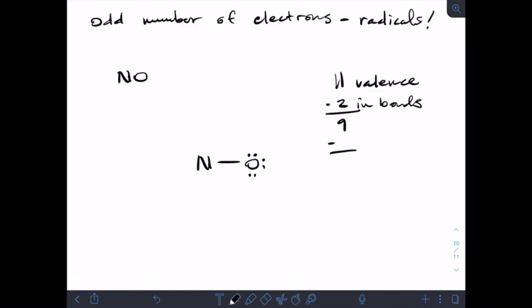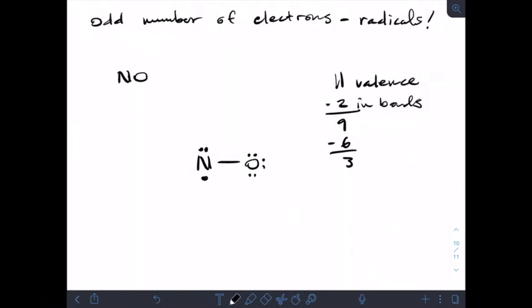Which means that I have 3 left to put on my drawing. Those go on the central atom, in this case, the nitrogen. Okay? So, nothing special. I'm not doing anything weird yet. Right? So now I need to try and fulfill my octets.